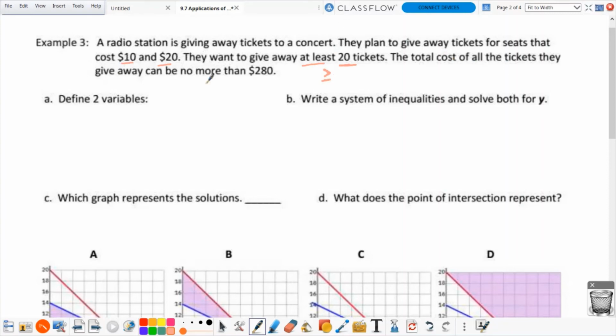The total cost of all tickets they give away can be no more than $280. So no more than means that we're going to be less than or equal to. We can go as far as 280, but we can't go over. So let's start by defining our two variables. So we know that we're looking at $10 seats and $20 seats. So that's what we're going to make our variables.